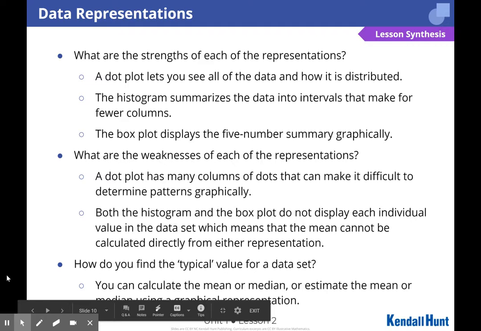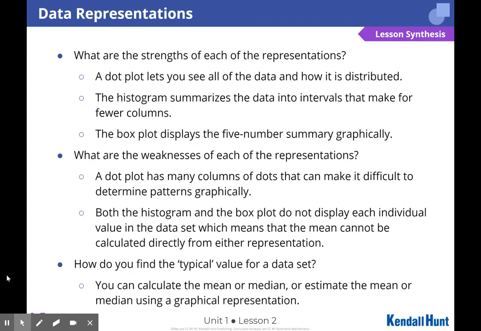Some weaknesses for these sets of data is a dot plot has many columns of dots. That can make it too difficult and a pattern can be hard to see. So if you're dealing with numbers from 1 to 100, 100 columns on there would be very difficult to see. But if you're dealing with a smaller set of data, like 1 to 10, it's a lot easier to recognize. Both the histogram and the box plot don't display individual data. So if you're wanting someone to be able to tell what the individual data sets are, those would not be a good representation.